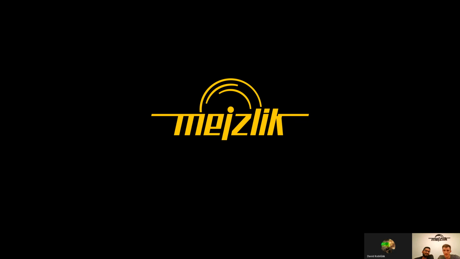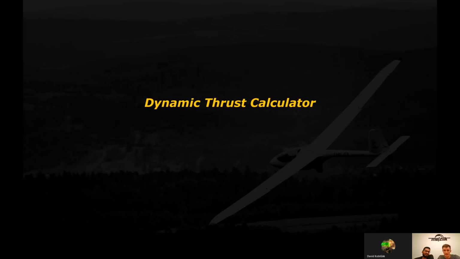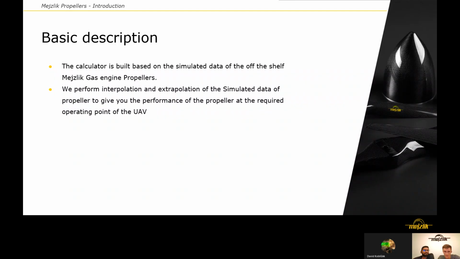And today we would like to introduce our dynamic thrust calculator. It's available for free and it's for fixed wing propellers. Our dynamic thrust calculator is based on the simulated data of our two-bladed gas engine propellers. The calculator uses interpolation and extrapolation to estimate the performance of the propeller.